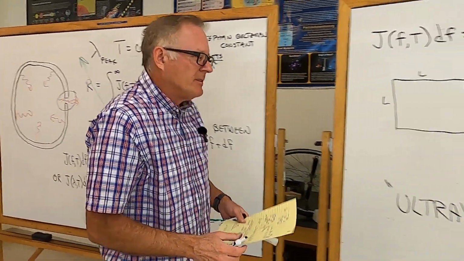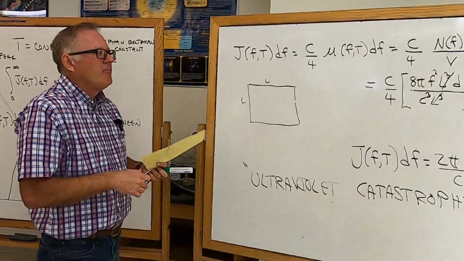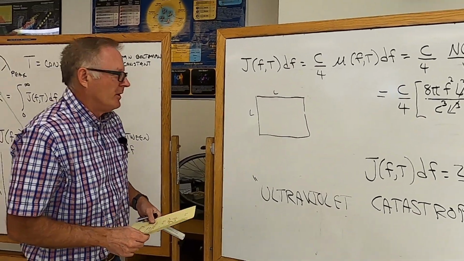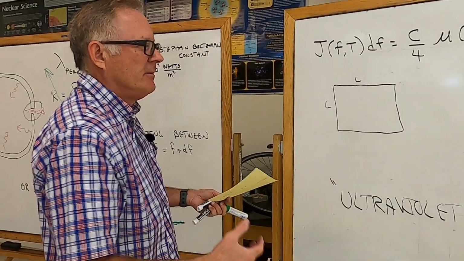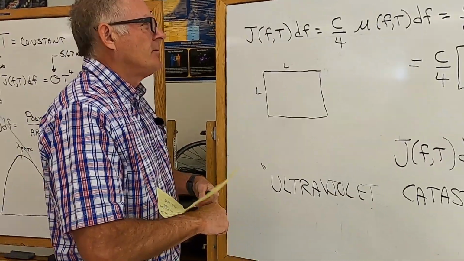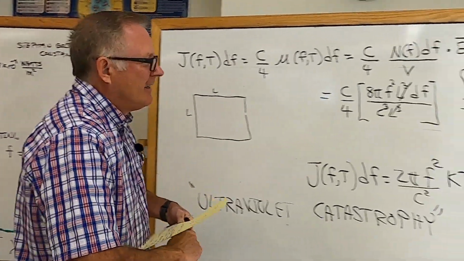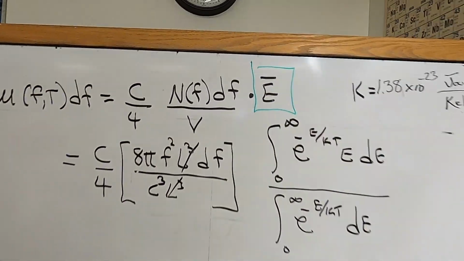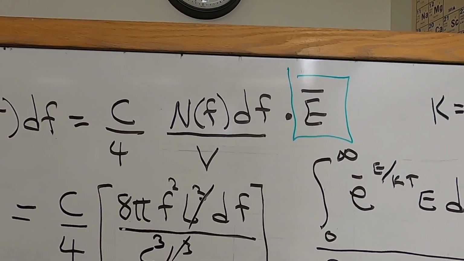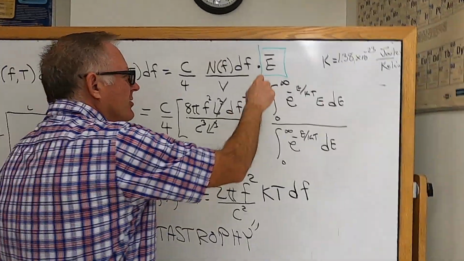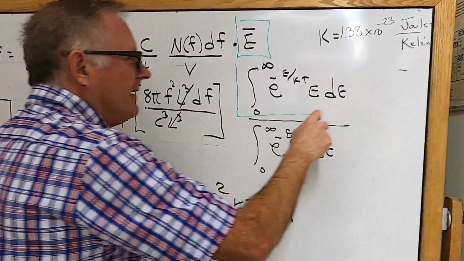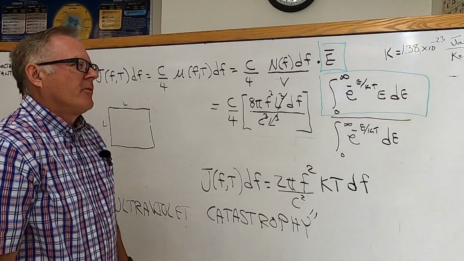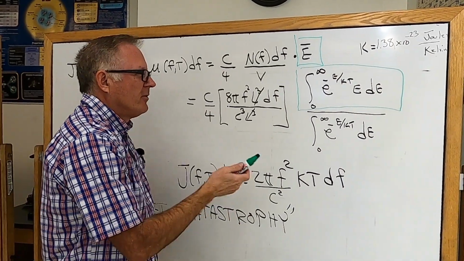And it was actually Max Planck that tried to figure out how to solve this. Where's the problem with this derivation? Most of this stuff seems fine. But Max Planck said, you know, it's really this that I think is the problem. How do you calculate the average energy? And it really comes down to this integral right here.